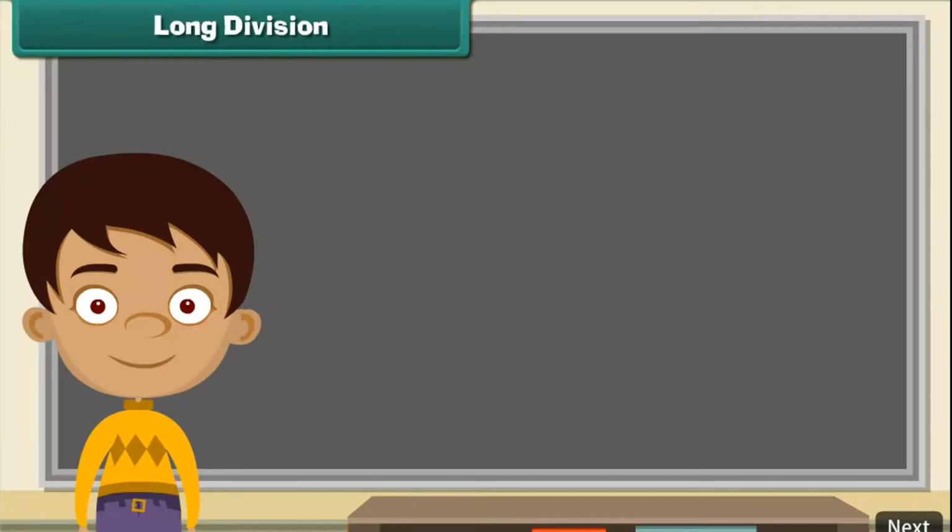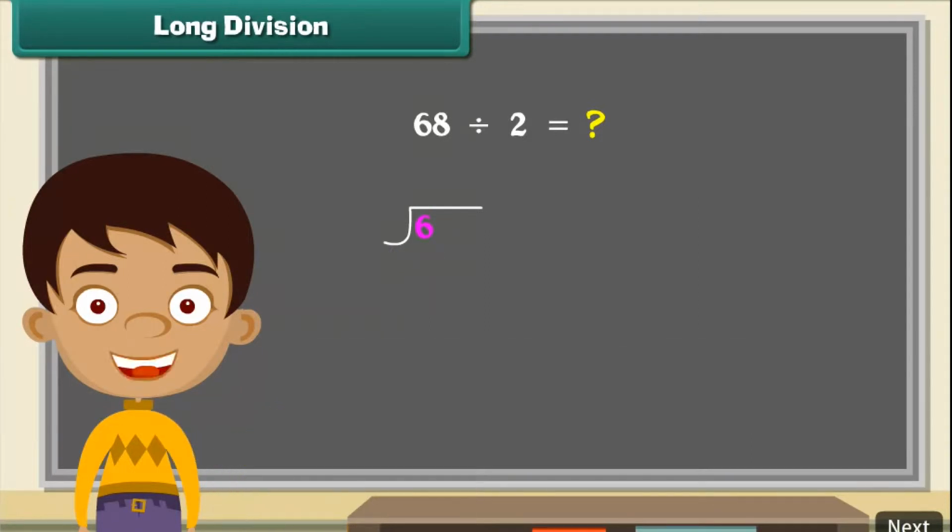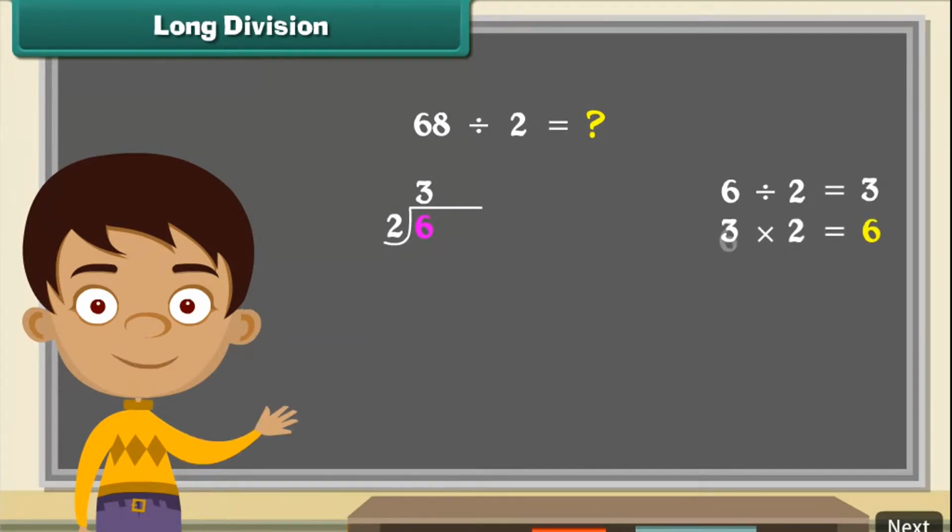Long division. We will now divide 68 by 2 by the long division method. For this, we write 68 divided by 2 as shown on screen. Look at the first number from the left side in 68. It is 6. We start dividing from the left side. First, we will divide 6 by 2. 6 divided by 2 is 3. So, we put that 3 right above the 6. Now, multiply the 3 and 2 and put the answer right under the 6.